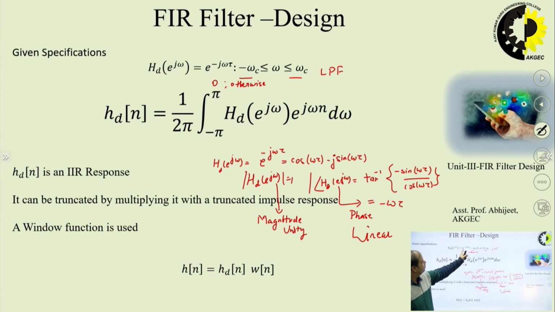So generally the problem that we get in FIR filter designing is of this shape. It is e raised to the power minus j omega tau, tau being a constant, between minus omega c to plus omega c, and it is 0 otherwise, and this corresponds to a linear phase system. So an important problem is linear phase systems. How do we design the filter? We first obtain the IIR response, the hd of n. How do we evaluate the hd of n? By calculating the inverse discrete time Fourier transform: 1 upon 2 pi integral minus pi to plus pi hd of e^j omega times e raised to the power j omega n d omega.